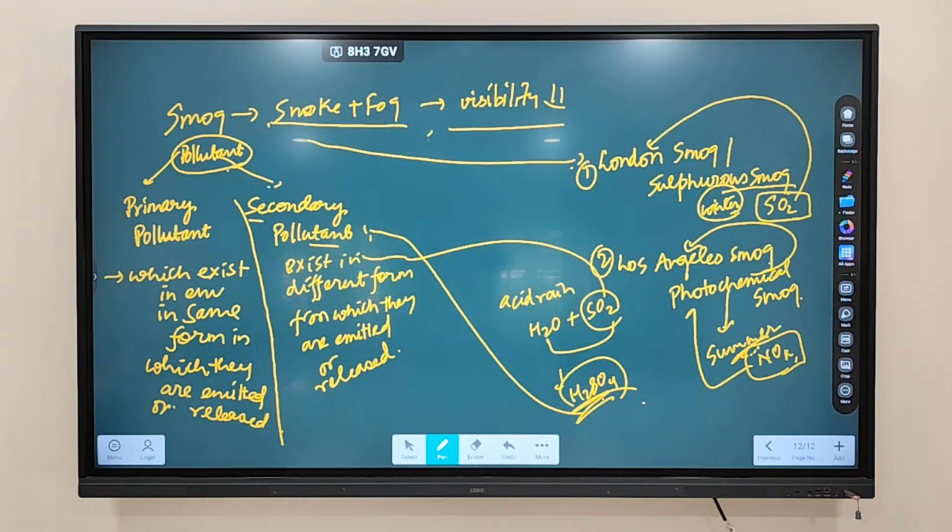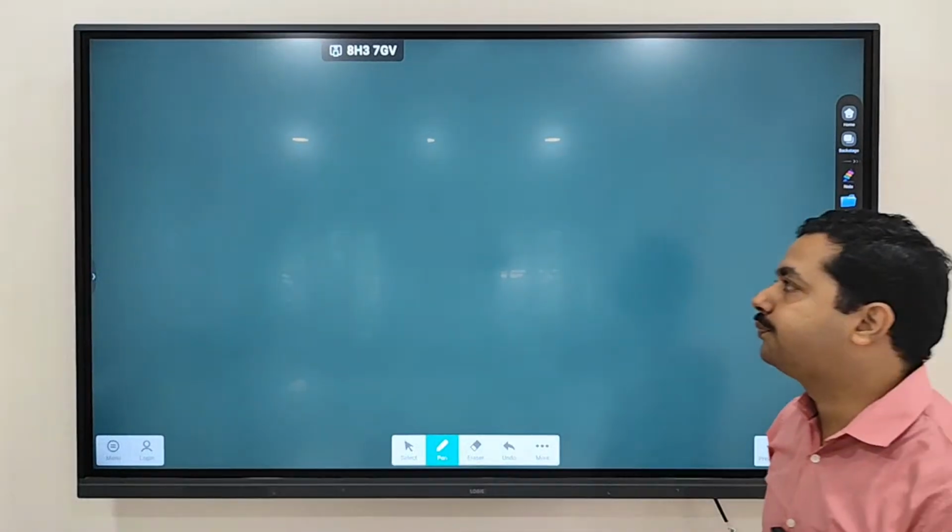Fine. So what is smog? We discussed smog is smoke plus fog. When they mix together, visibility reduces, and this is called smog. There are two types of smog that you find: London smog and Los Angeles smog. One is known as winter or sulfur smog, another is known as summer or photochemical smog. Fine. So what happens in a London smog?